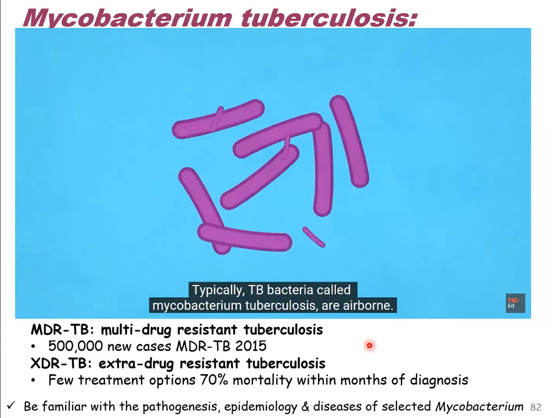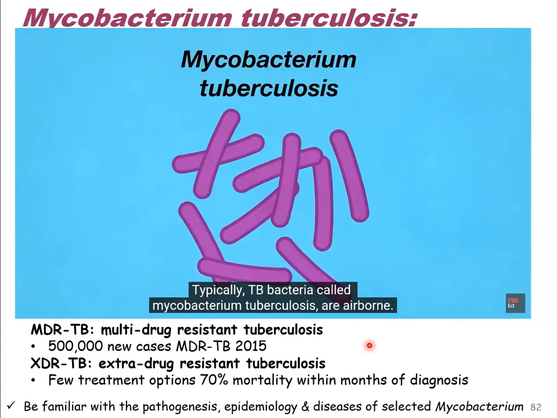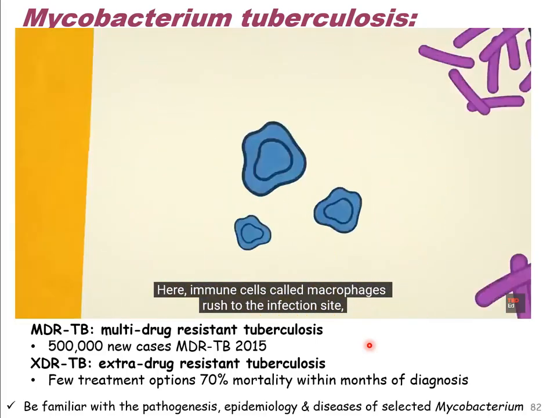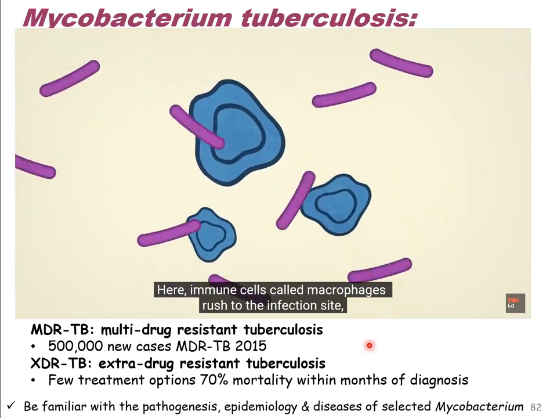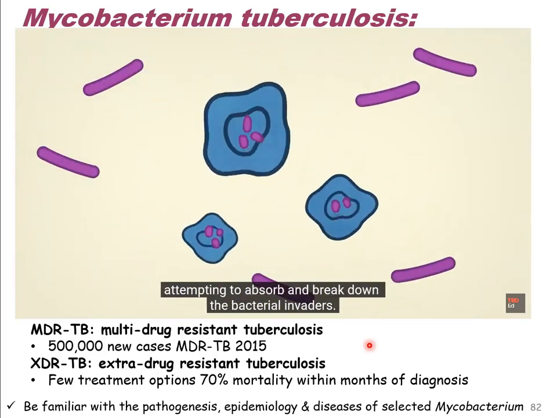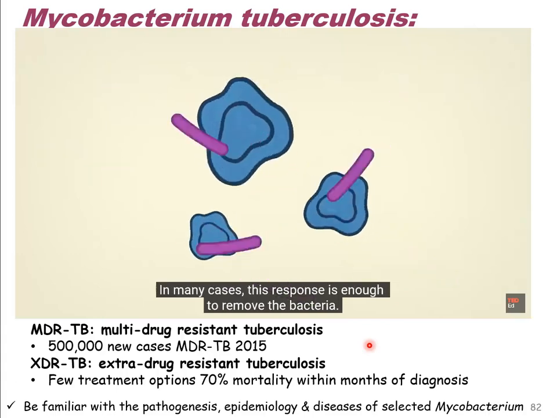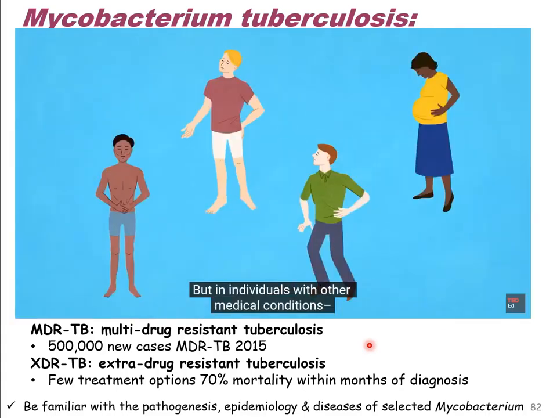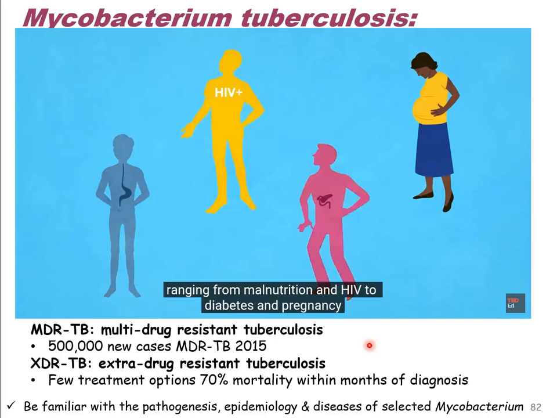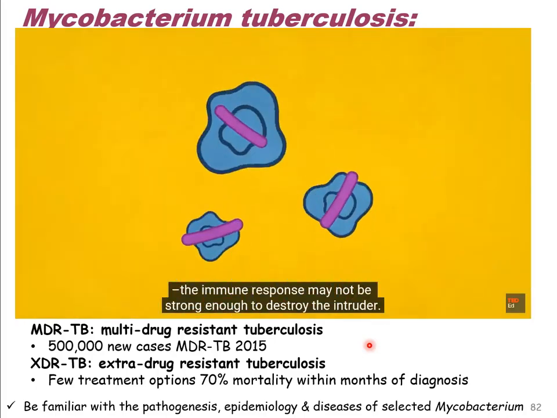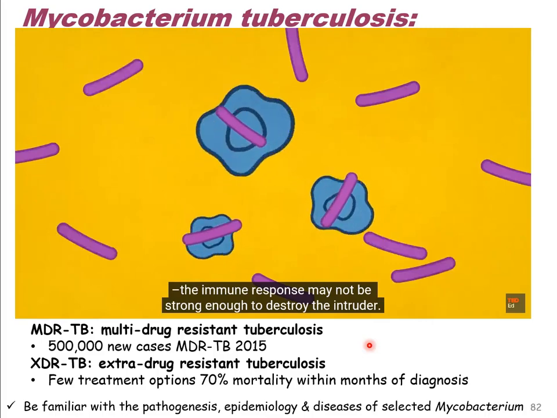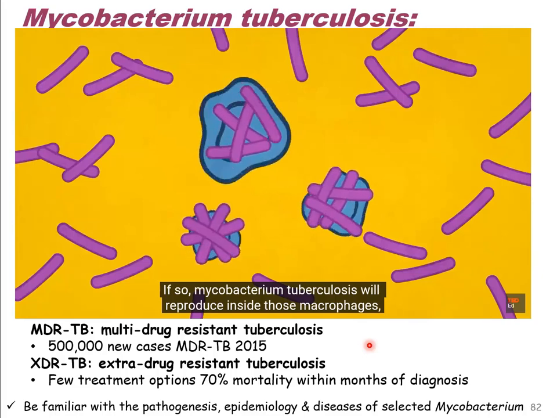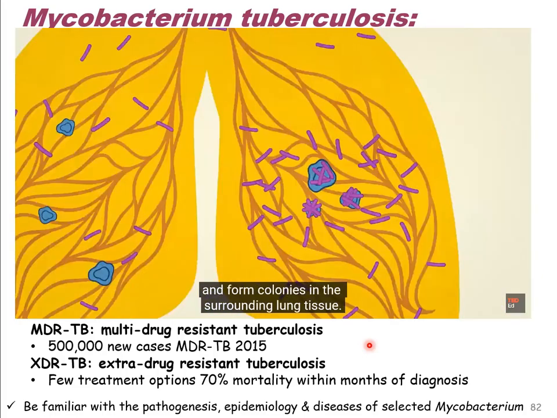Typically, TB bacteria, called Mycobacterium tuberculosis, are airborne. They travel into our airways and infect our lungs. Here, immune cells called macrophages rush to the infection site, attempting to absorb and break down the bacterial invaders. In many cases, this response is enough to remove the bacteria, but in individuals with other medical conditions, ranging from malnutrition and HIV to diabetes and pregnancy, the immune response may not be strong enough to destroy the intruder. If so, Mycobacterium tuberculosis will reproduce inside those macrophages and form colonies in the surrounding lung tissue.